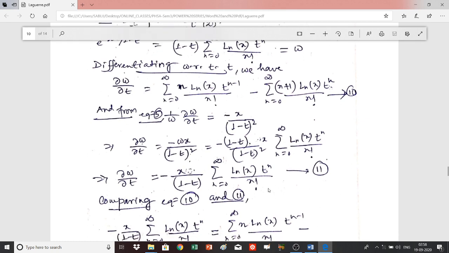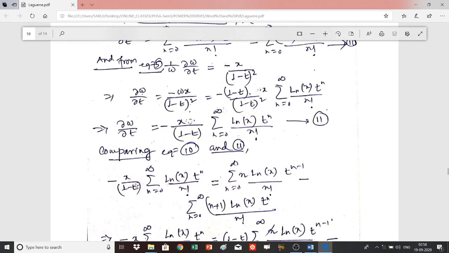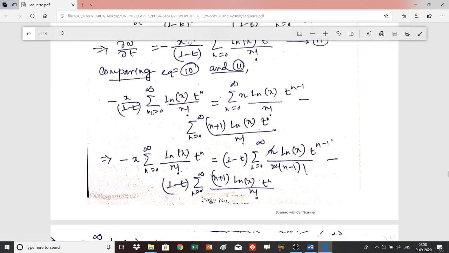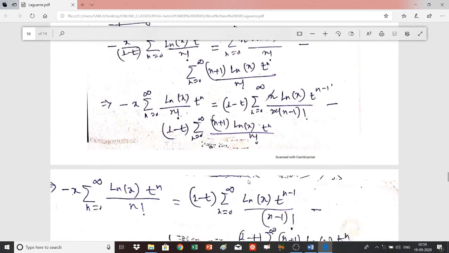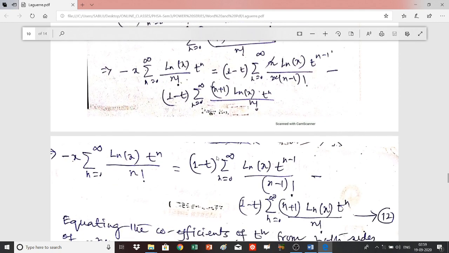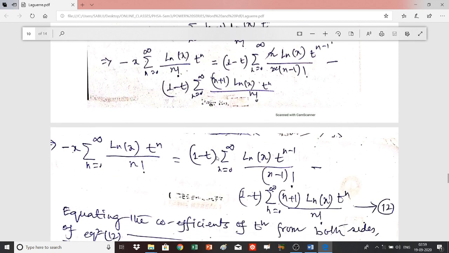You will have what is written here. Just compare equations 10 and 11. You will have this equal to this and this. Just separate these two terms from here. So finally, comparing these two equations 10 and 11, you will have this. And after simplification, the method of simplification is given here. Just go through all the lines, all the steps. No steps are missing here. Everything is clear. Every calculation is given here.